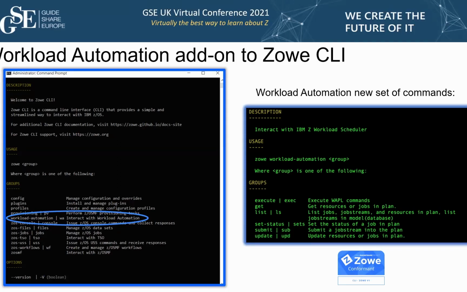You can get resources from database or job in the plan through the get command. You can list, so get a list of resources either from the database or from the plan through the list command. You can change the status of a job in the plan. You can submit a job stream in the plan, or you can even update resources on a job in the plan.